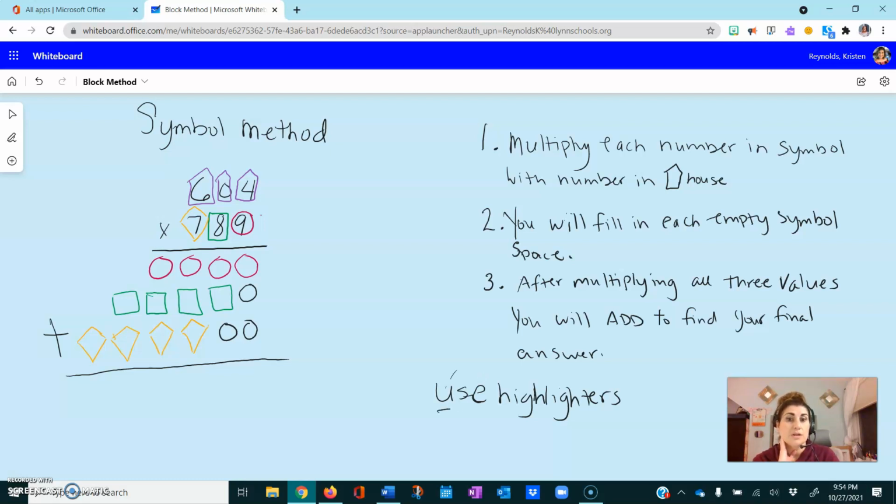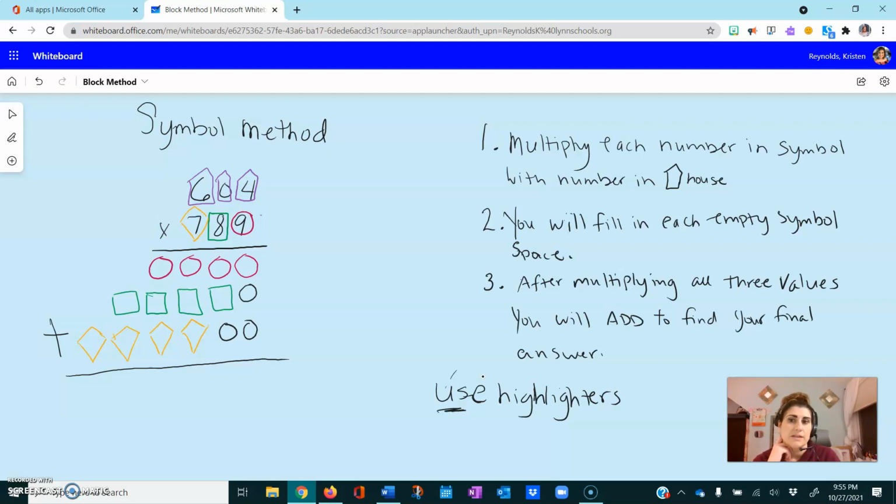So use highlighters. All right, as you see here, my instructions are first, you're going to multiply each number in the symbol with the number in the house. Each house, which here is 604 times 789. As you notice, 789 each has its own different symbol. 9 is in the ones place value, so that is our circles here. 8 is in the tens place value.